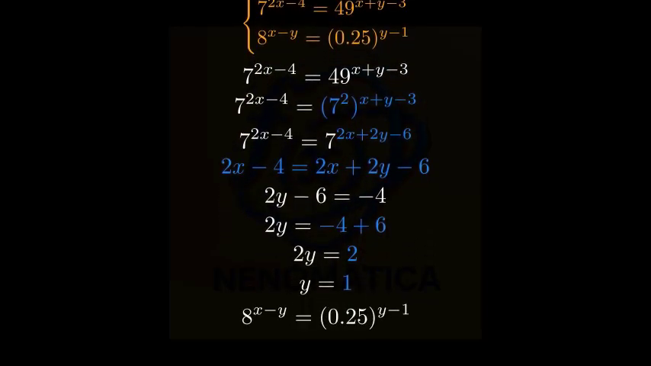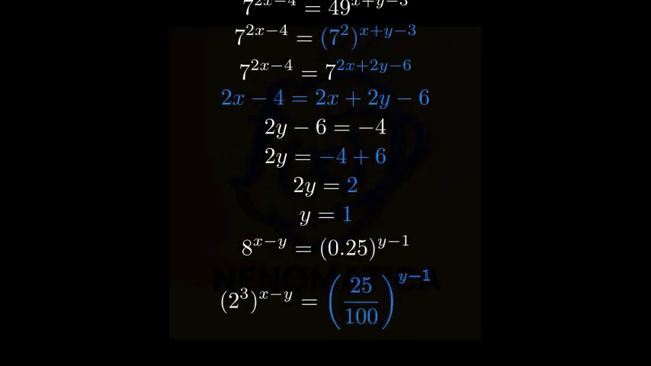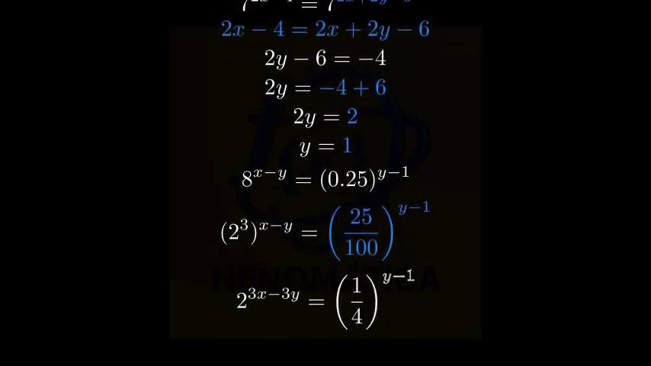Now, let's move to the second equation. We have 8 to the power of x minus y equals 0.25 to the power of y minus 1. First, let's rewrite our bases. We know that 8 equals 2 cubed, and 0.25 equals 25 over 100. Using the power rule, we can rewrite the first part as 2 to the power of 3 times (x minus y), which is 2 to the power of 3x minus 3y.